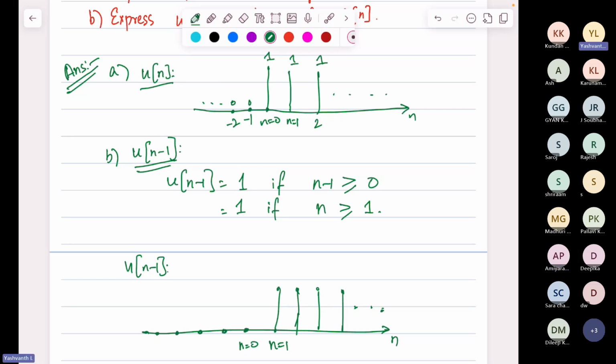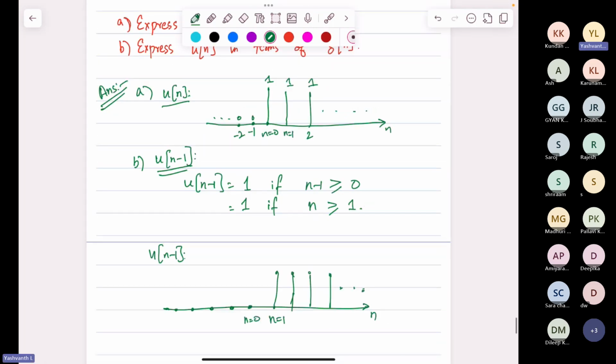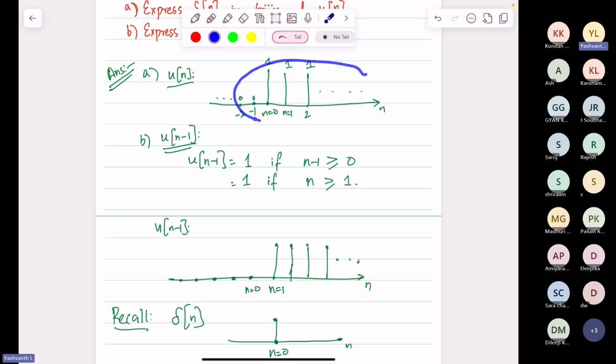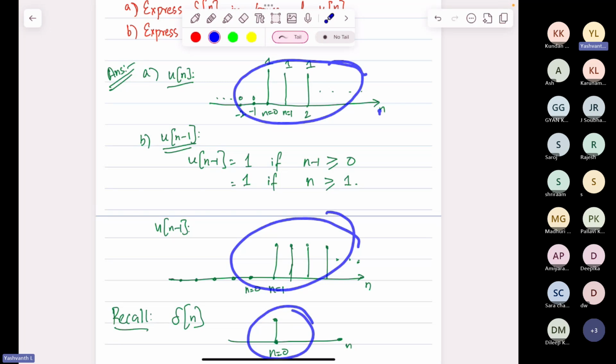Yeah. Now can anyone tell me, just by looking, now let me put that figure. Recall, delta of n is nothing but, everywhere it is 0, except at n equal to 0, it is 1. Now, can anyone look at these three figures, u of n, u of n minus 1, and delta of n, and tell me how I can obtain delta of n using u of n and u of n minus 1?